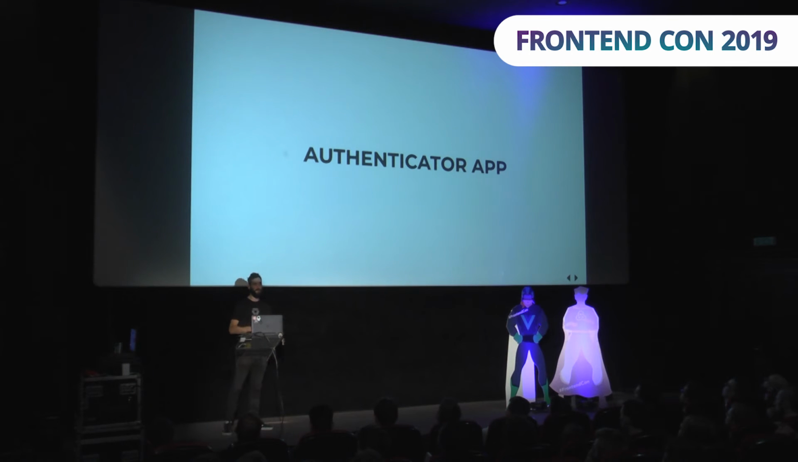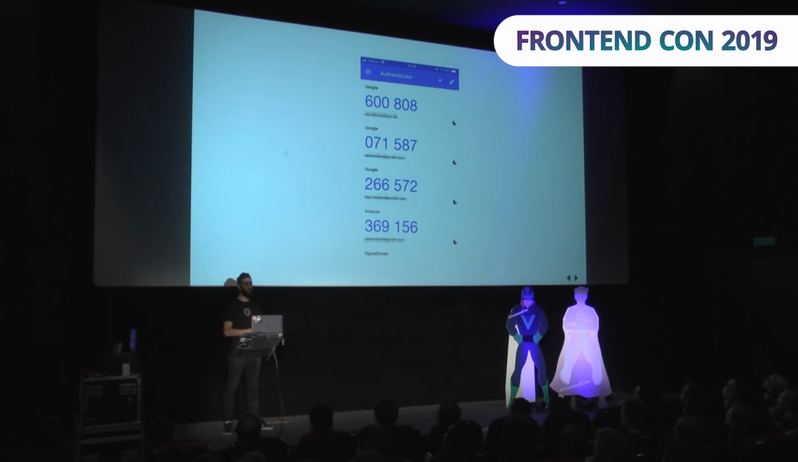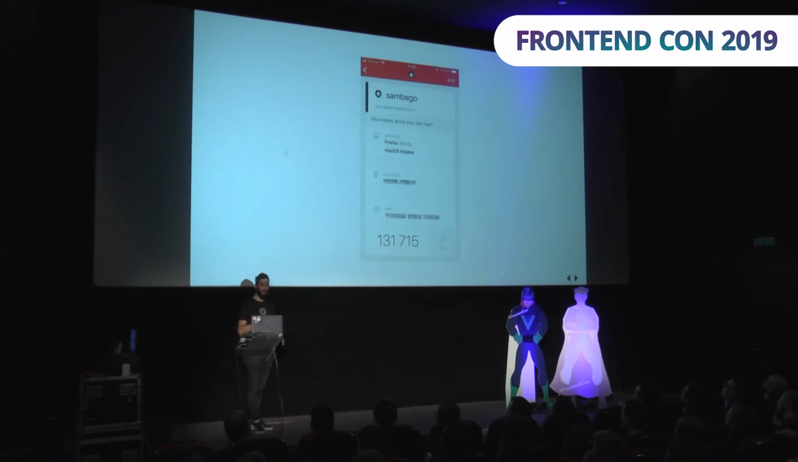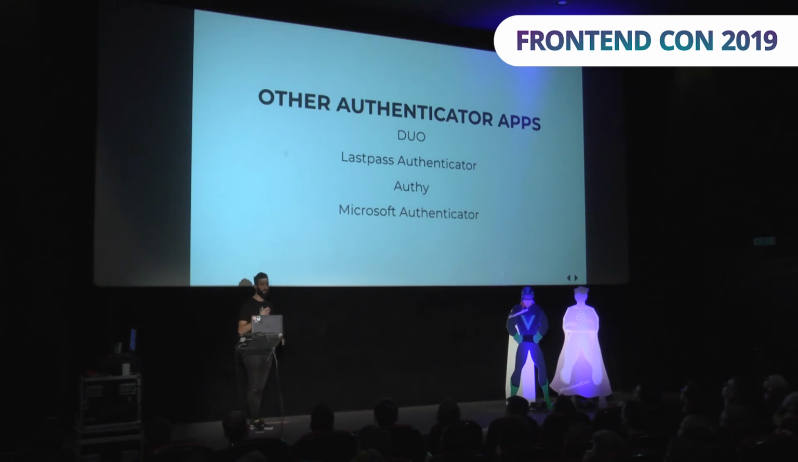The third example is an authenticator app. Something like Google Authenticator. Who uses an app like this? That's a lot more hands than I saw when I asked who uses one-time passwords. So that's funny. But basically what this does, it generates one-time passwords which expire after a certain date, and you can use them for every service that you configured it with. We have our own version, the Guardian app, which does the same thing. And there's a bunch of other apps that do this kind of thing, creating one-time passwords. Duo, LastPass, Authy, even Microsoft has their version, so a lot of big companies are behind this one-time password authenticator app thingy.